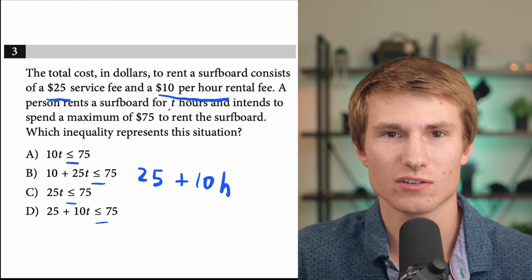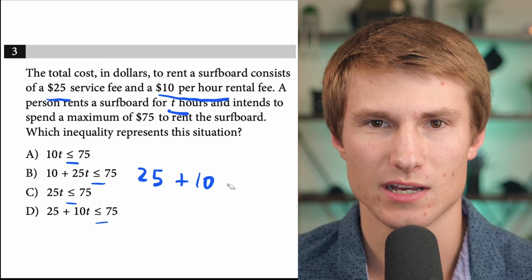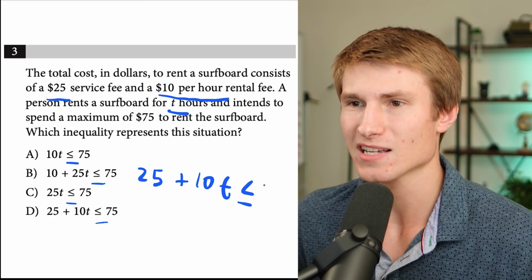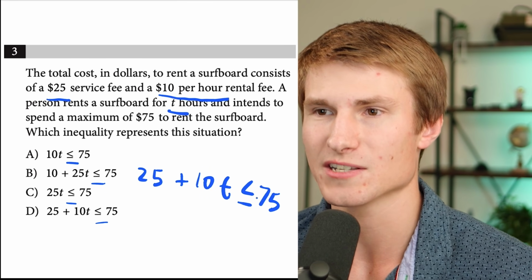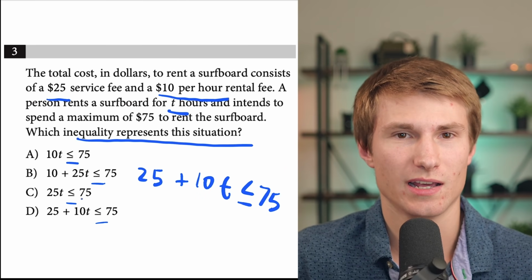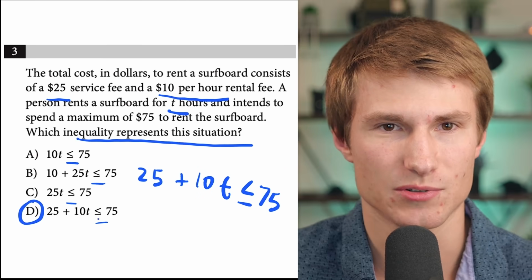A person rents a surfboard for T hours, so we have to replace H with T then, and intends to spend a maximum of $75 to rent the surfboard. So they are going to spend a maximum of $75. So this total has to be less than or equal to 75. We find which inequality represents this situation, and as we can see, that is going to be answer choice D. So D would be our answer there.